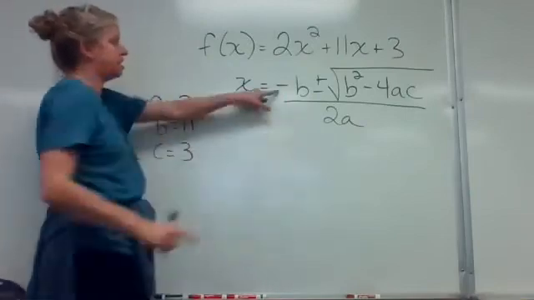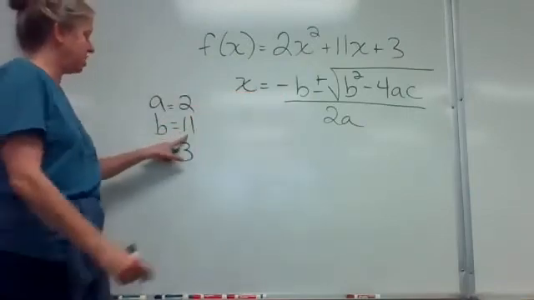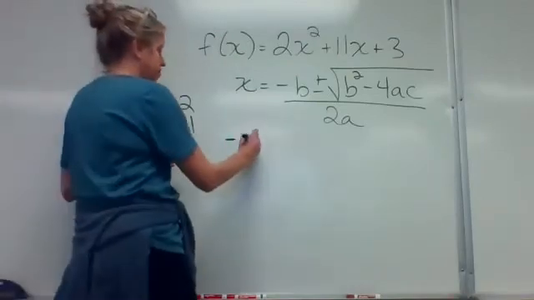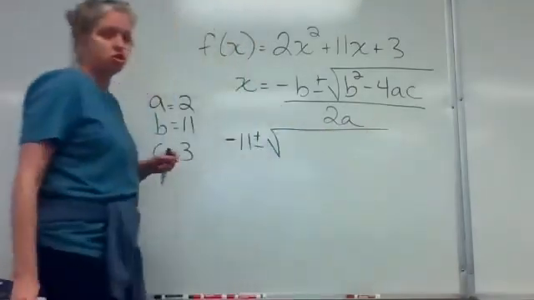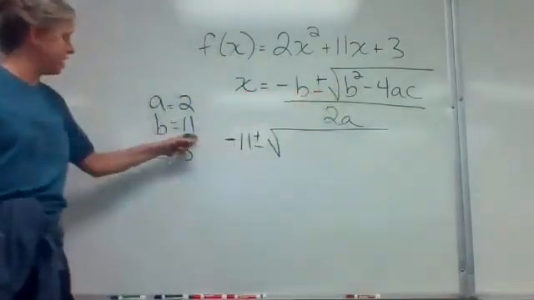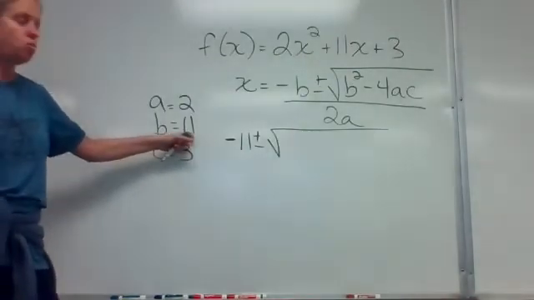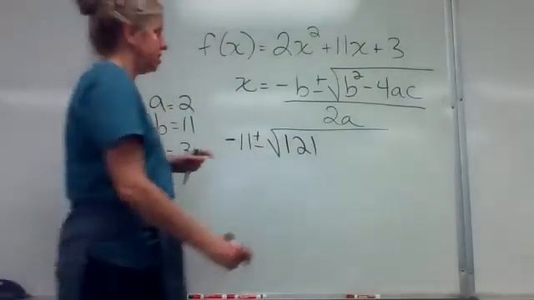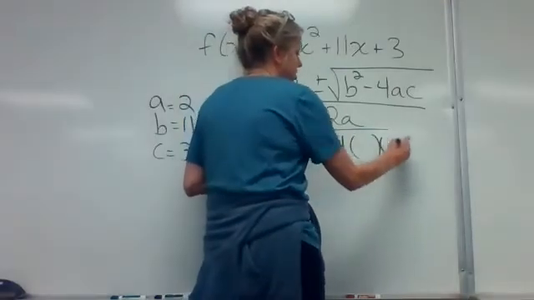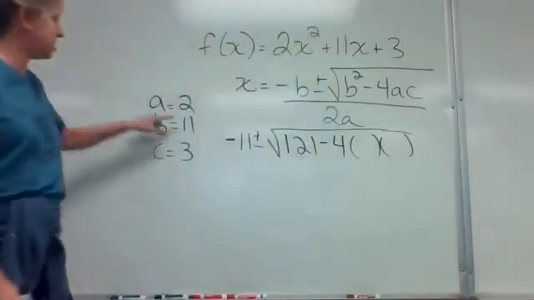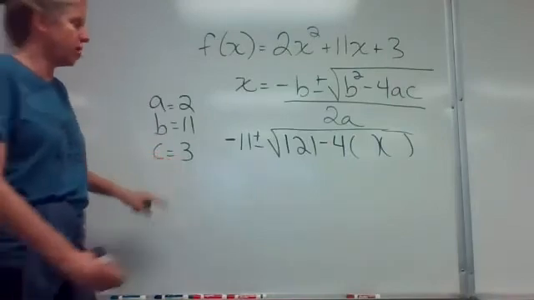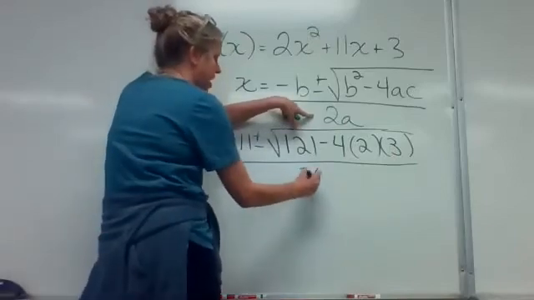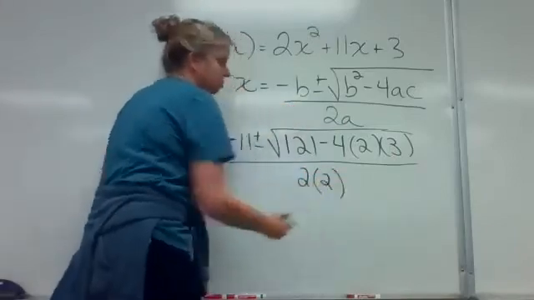So let's see, the first thing I need is the opposite of your B. Well, the opposite of this would be -11, then plus and minus, then your square root. Then you need your B number again, but square it. So if I square 11, I get 121. Then minus 4. And then you're going to put in your A and your C, which is 2 and 3. Your denominator is 2 times your A. Well, my A is 2.